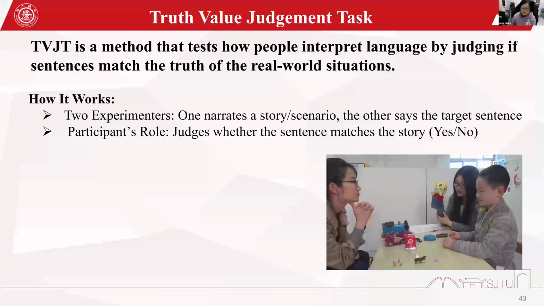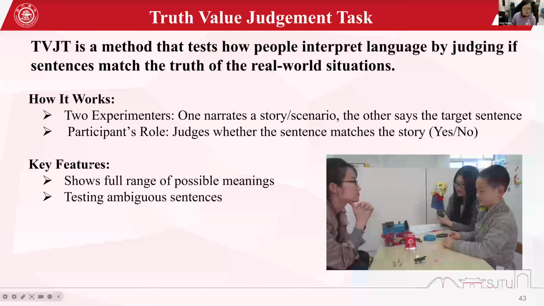So we have two experimenters here. One experimenter narrates the story, using toys. After the story, the other experimenter says something, the target sentence. Then the participants' task is to judge whether what the puppet says is true or false against the story. So they may accept the sentence or they reject the sentence. The acceptance and the rejection normally correspond to different interpretations. And when the participant rejects the sentence, very often we ask them why, to allow them to justify their rejection of the sentences.